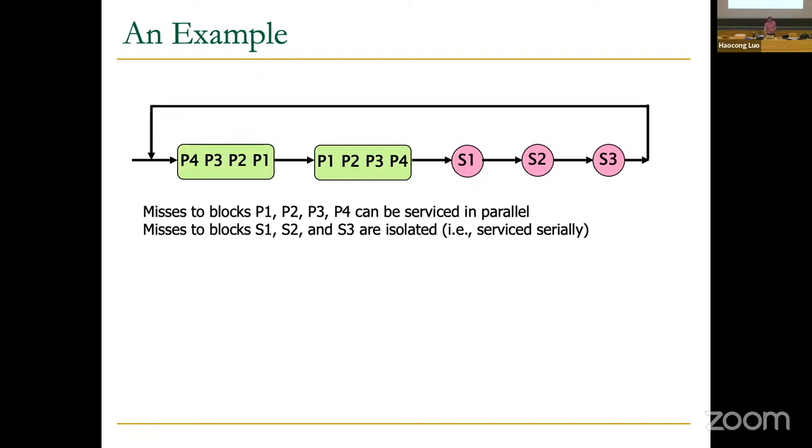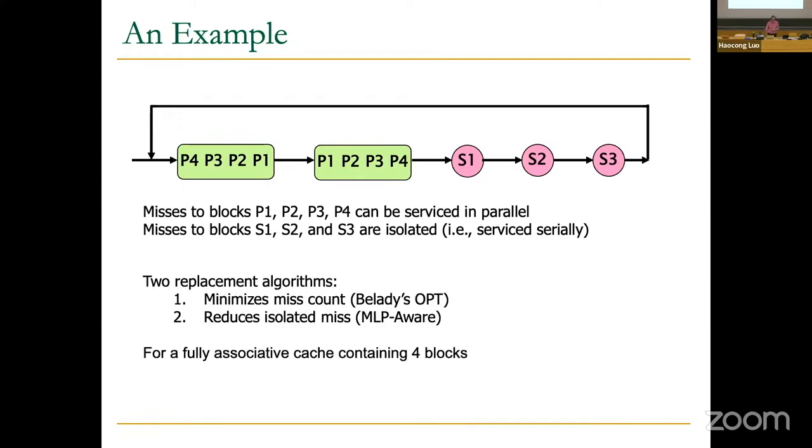Okay, now let's take a look at two replacement algorithms. One that minimizes the miss count optimally, which is Belady's optimal. If you remember, Belady's optimal replacement policy replaces the block that's going to be referenced furthest into the future. And that's why it's optimal. You can prove it. And we're also going to look at the MLP-aware policy, as we call it, that actually targets these isolated misses and tries to keep them in the cache. Tries to keep blocks S1, S2, and S3 in the cache.